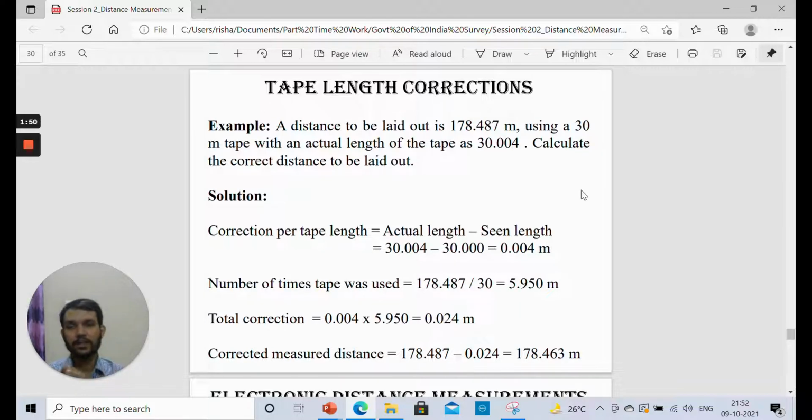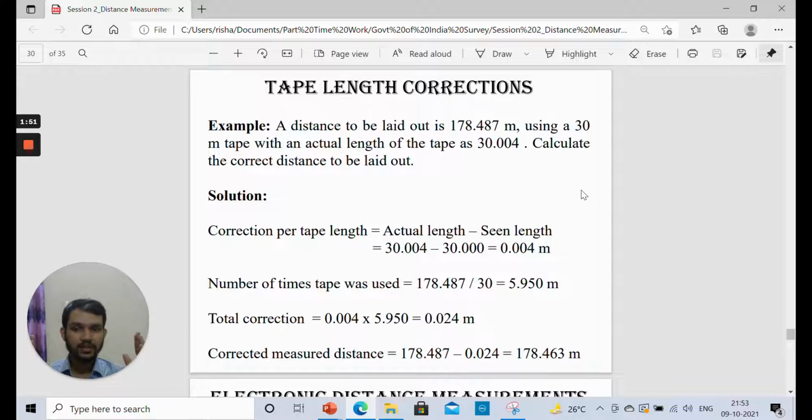Next, if you need to lay out the distance, as I told you, see, if a distance is to be laid out of 178.487 meter, it is given. Okay, using a 30 meter tape, we are using a 30 meter tape to lay out a distance of 178.487 meter, and we find that the 30 meter tape now has an actual length of 30.004 meter. So we need to find what is the correct distance that we need to lay out.